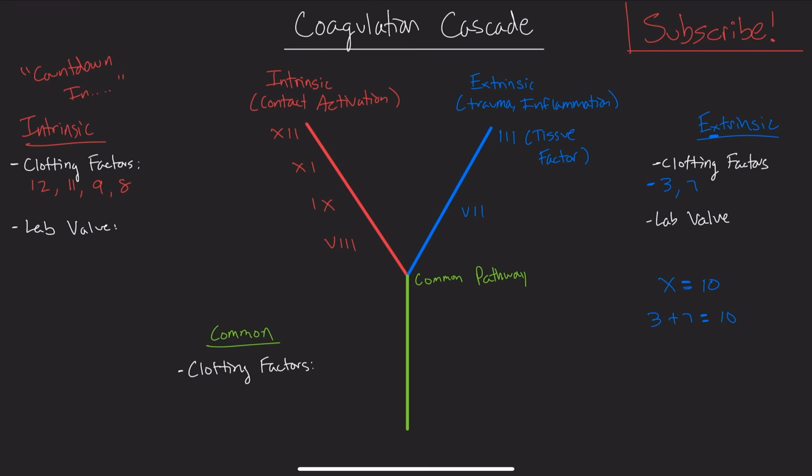Now, another important thing that's really commonly tested is lab values for each pathway. So for the intrinsic pathway, this is going to be PTT, and then for the extrinsic, this would be PT, and then we have memory tricks for these as well.